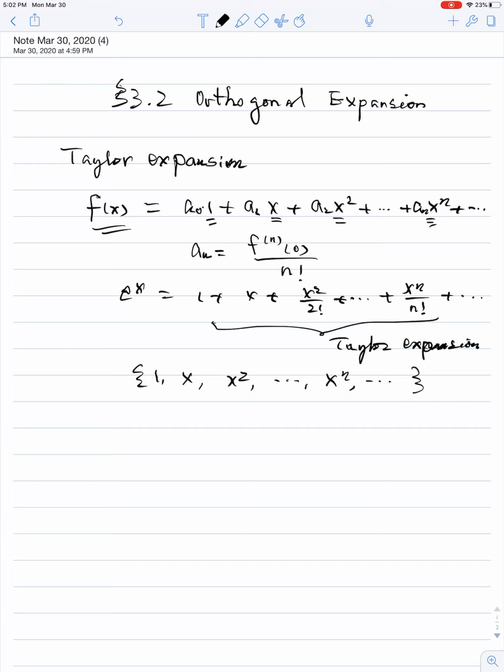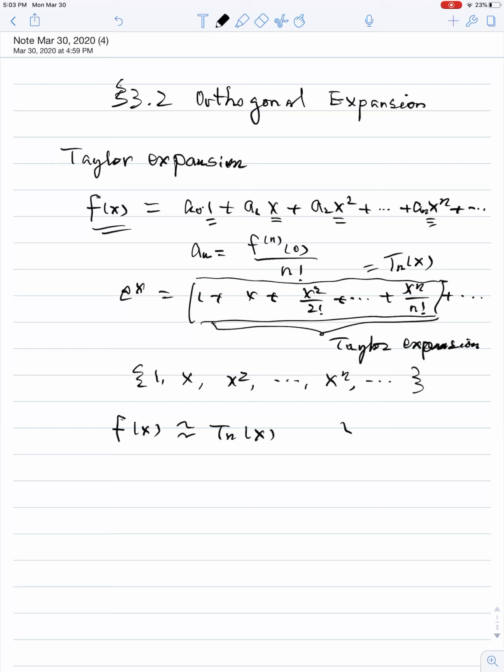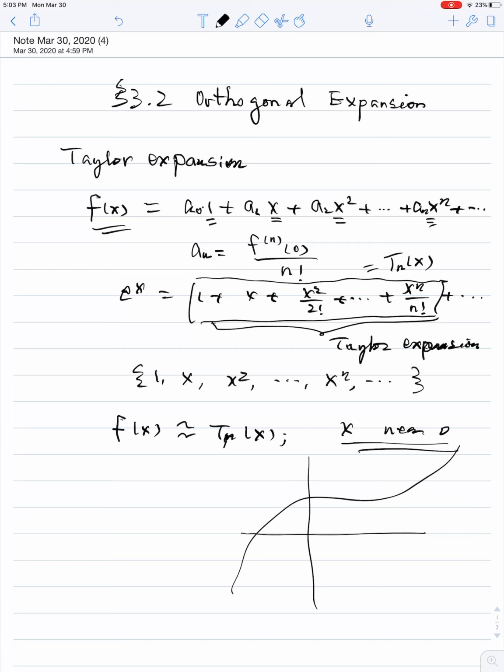Now we know that if we look at the first n terms here, actually n plus 1 terms, this is the Taylor polynomial of degree n. So this would be a good approximation of f when x is near 0. However, when x is away from 0, this may not be a good approximation for a given n. For example, when n is 1, the Taylor polynomial actually is just the tangent line.